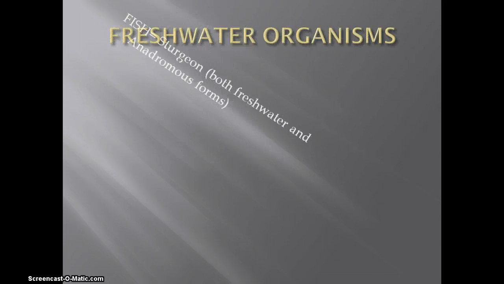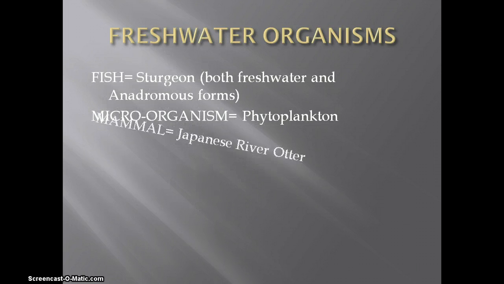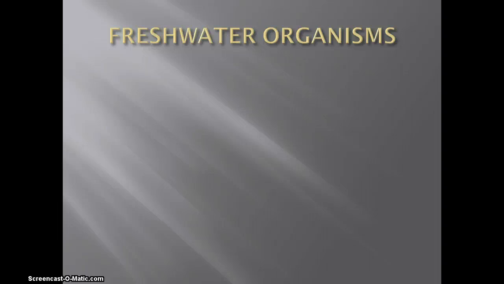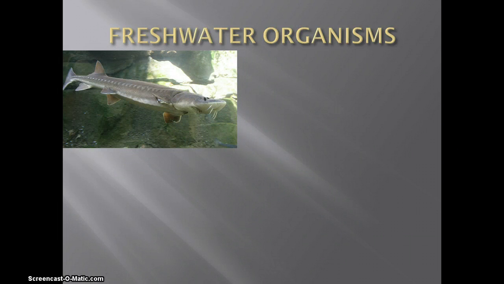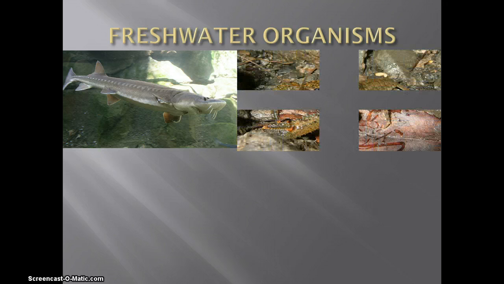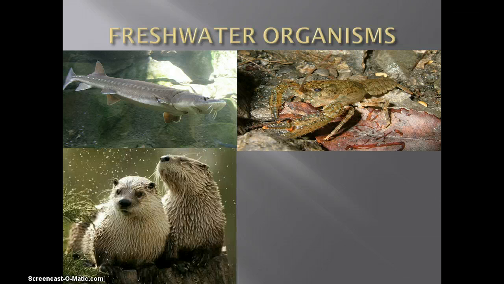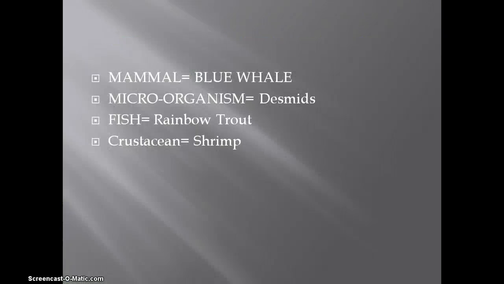Freshwater organisms. I chose for the fish a sturgeon, which is both freshwater and anadromous forms. Phytoplankton for microorganism. Japanese river otter for mammal. And crustacean, I chose crayfish. Here are pictures of freshwater organisms. This is the sturgeon, which kind of looks like a shark. The crayfish, obviously the Japanese river otter, and the phytoplankton.